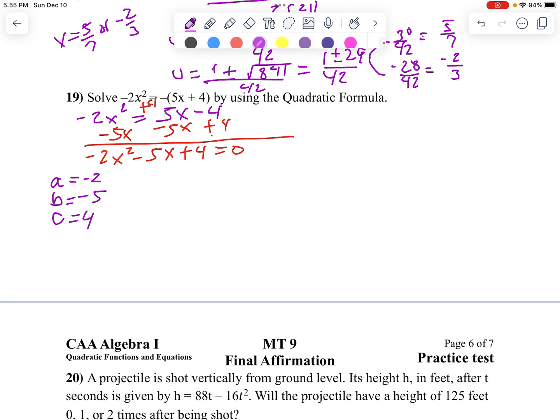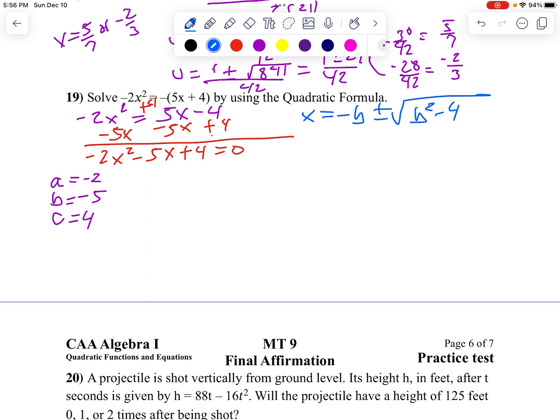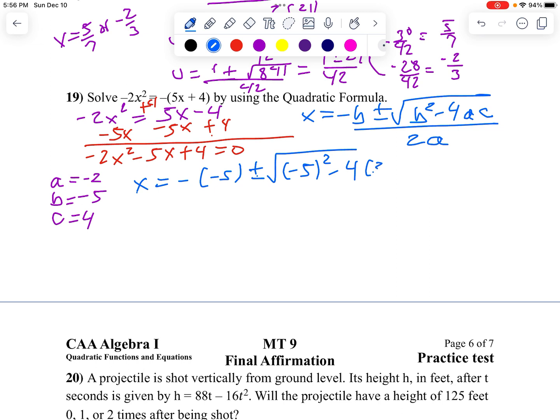So now we get to have the fun with the quadratic formula. x equals negative b plus or minus the square root of b squared minus 4ac all over 2a. So we're going to write it over here. So x equals the opposite of a negative 5 plus or minus, we'll go negative 5 squared minus 4 times negative 2 times 4. That's going to be all over 2 times negative 2.